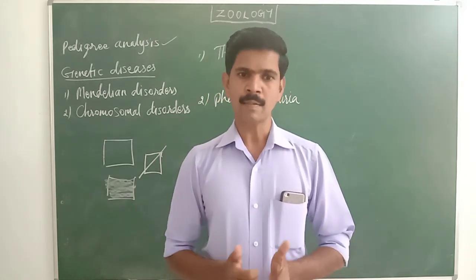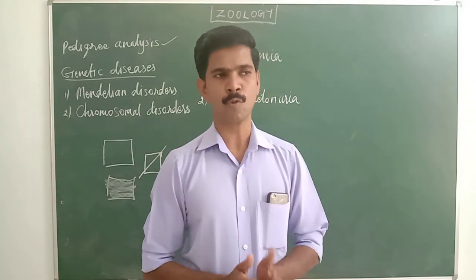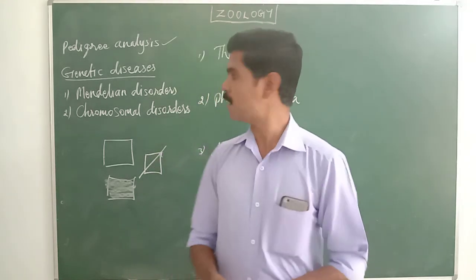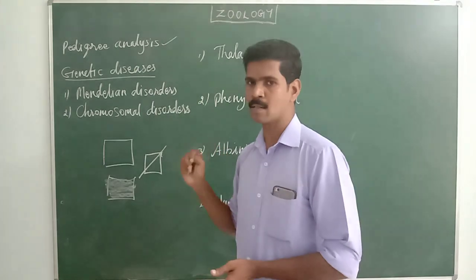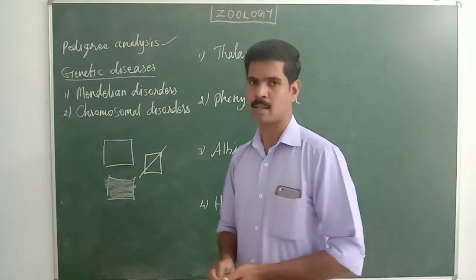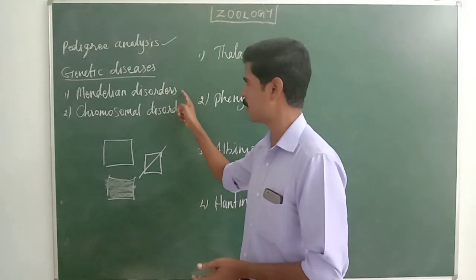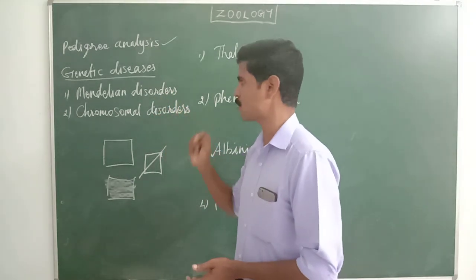Genetic diseases are classified into two important types. One is the Mendelian disease or Mendelian disorder, and the second one is the chromosomal disorder.